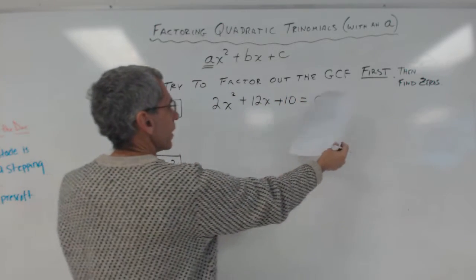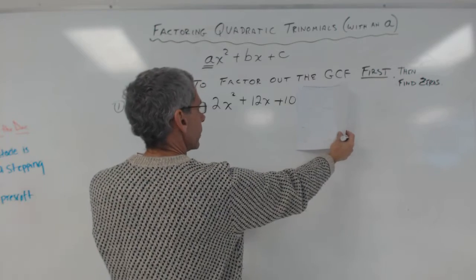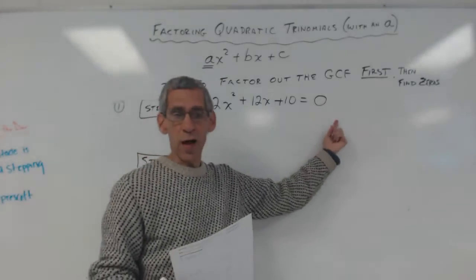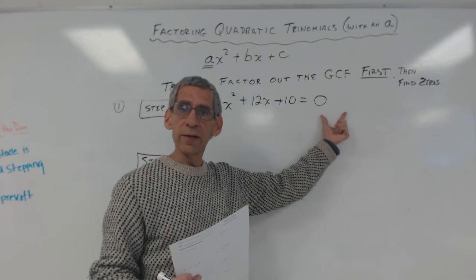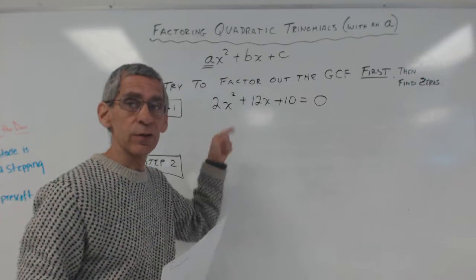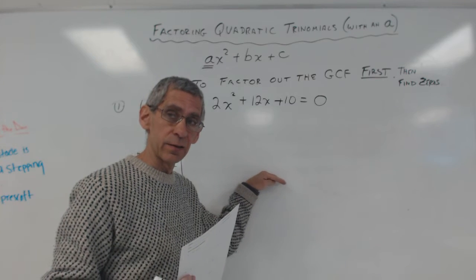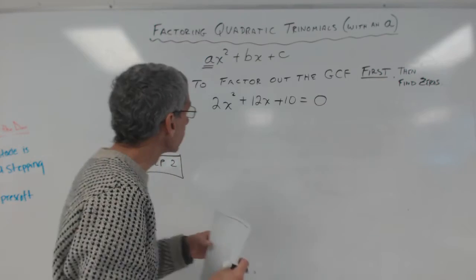So I have the same thing I had before, basically. I mean, different problem, except I put equals 0. That would normally be equals y, but I'm making y 0. That means I'm finding my zeros, finding where x crosses the x-axis on this parabola.